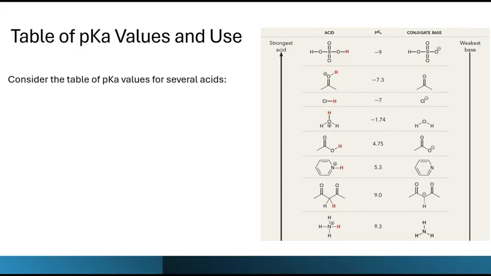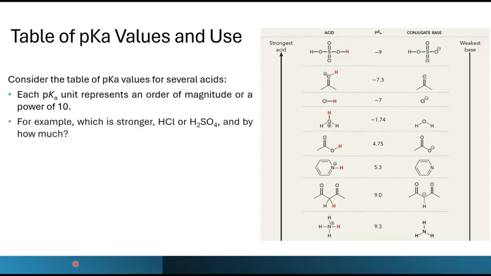Table of pKa values and use. Let's consider the table of pKa values for several acids, ranging from sulfuric acid to ammonium, in this case here. The higher that we have an acid on this list, the stronger the acid, but then note the lower the pKa. Each pKa unit represents an order of magnitude or a power of 10.